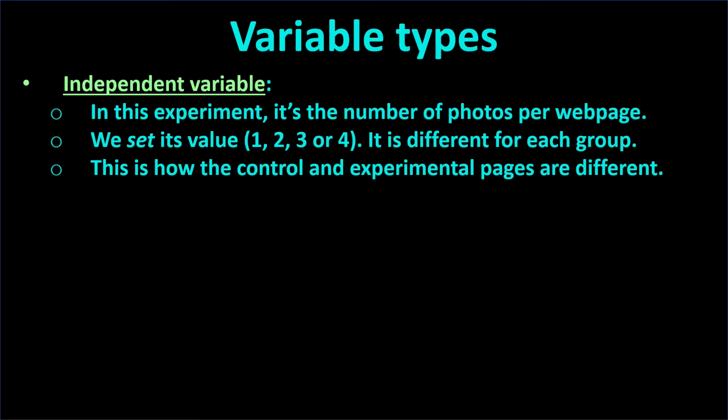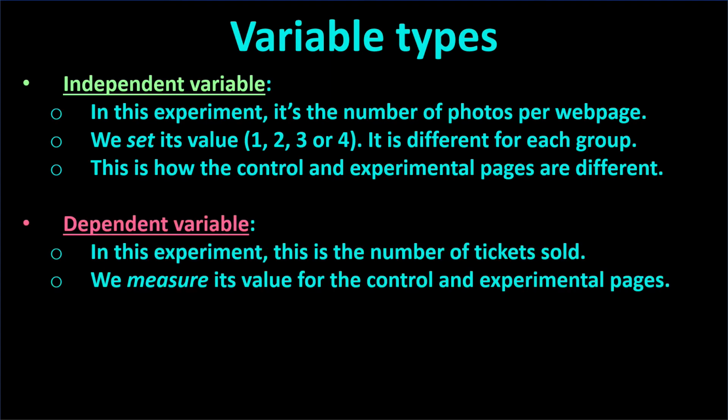The independent variable is the variable whose value differs among the groups and whose value we set. In this experiment, it is the number of photos per web page. We set its value to 1, 2, 3, or 4. The dependent variable is the variable which we measure. In this case, it's the number of tickets sold using each web page.